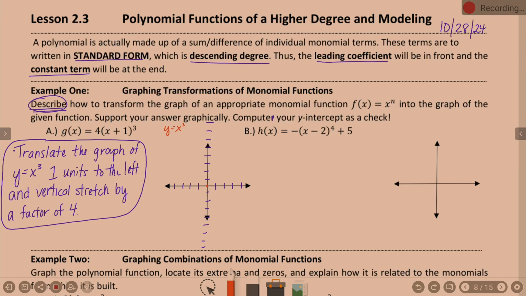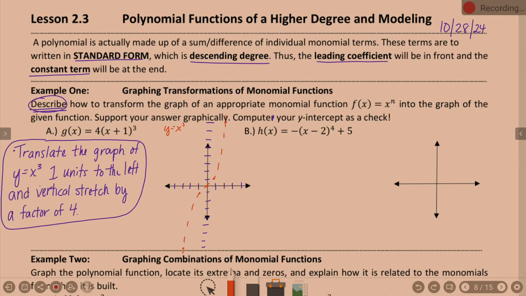0, 0, typically. Does it go through 1, 1? Because if you put in 1, 1 to the third is 1. If you put in negative 1, negative 1 to the third is negative 1. What about if you put in 2? What's 2 to the third? 8. That's me going up 8. What's negative 2 to the third? Negative 8.